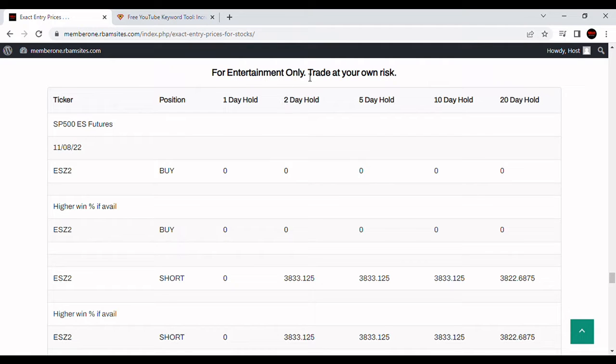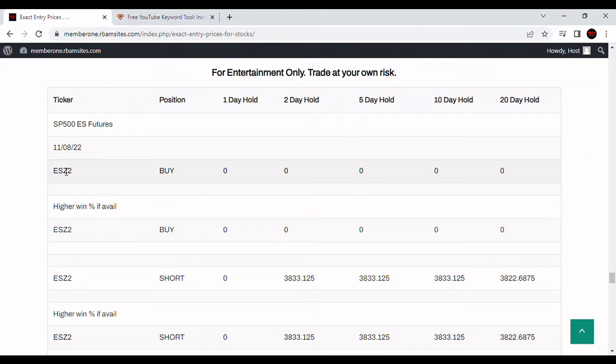Everything you're going to see on here is for entertainment purposes only. You trade at your own risk. You can't use them for anything other than entertainment. You should be an experienced trader to use any of these, and everything we discuss is hypothetical. It's all back tested, and you have to trade at your own risk using your own analysis. But let's take a look at what we got here.